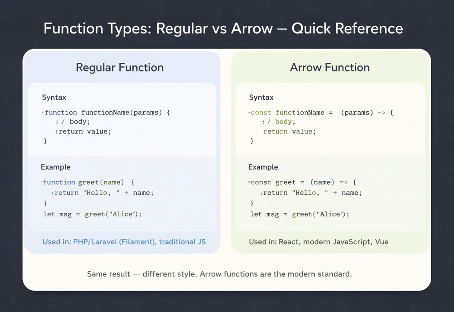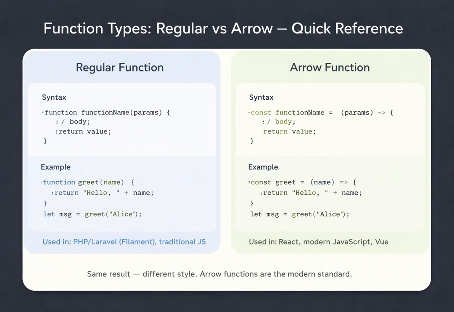The regular function uses the function keyword, followed by the name, parameters in parentheses, and the body in curly braces. This is the classic traditional syntax. You'll see this a lot in PHP-influenced environments, like Laravel's Filament. The arrow function achieves the same thing, but with a more compact, modern syntax. You declare a const variable, assign it an arrow function using the equals arrow notation, and the body works the same way. This syntax is dominant in React and modern JavaScript development.